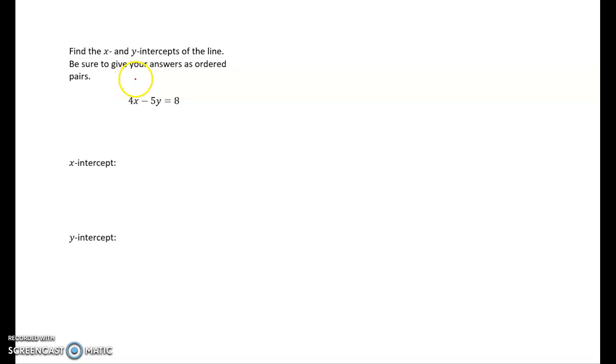Okay, we need to find the x and y intercepts of the line. Be sure to give your answers as ordered pairs. So a little refresher, the x-intercept is the place the line will cross the x-axis. So it could be right here. Now, what would the value of y be there? Well, if we look at the y-axis, we know y would be 1 here, right?